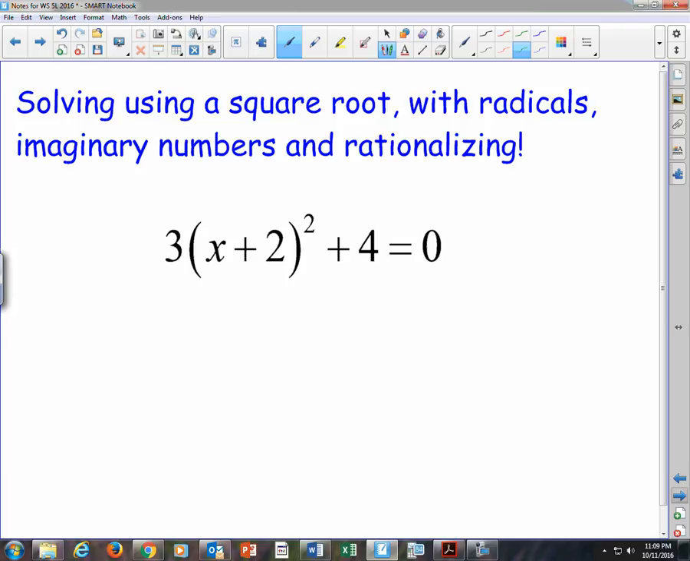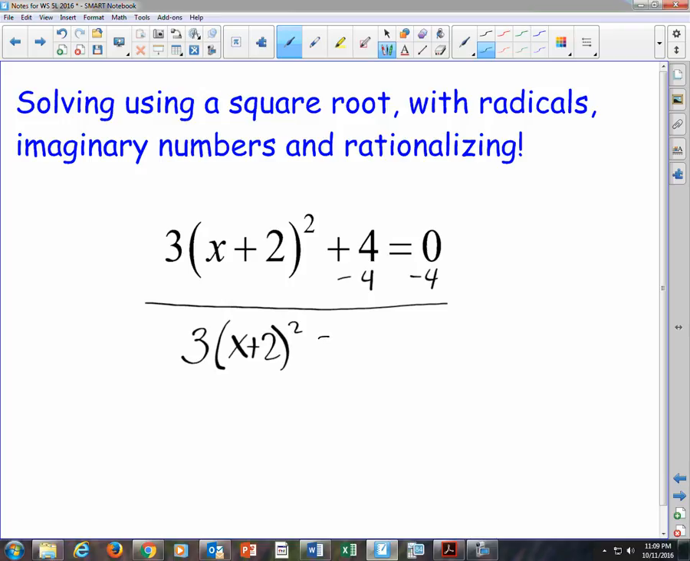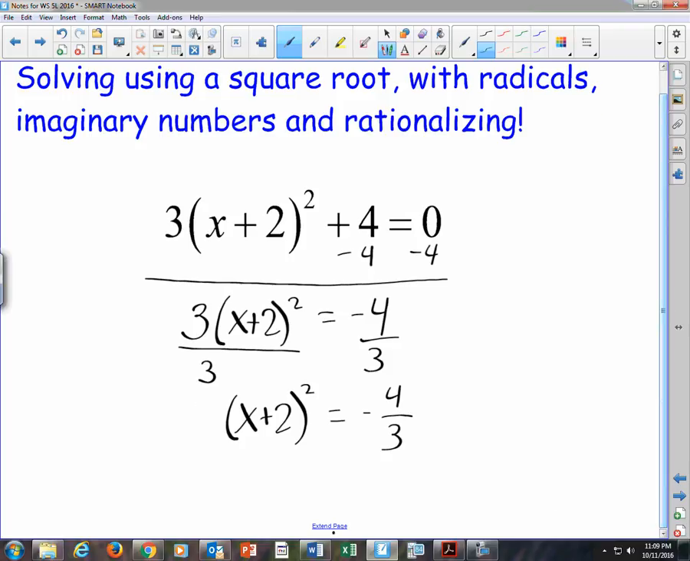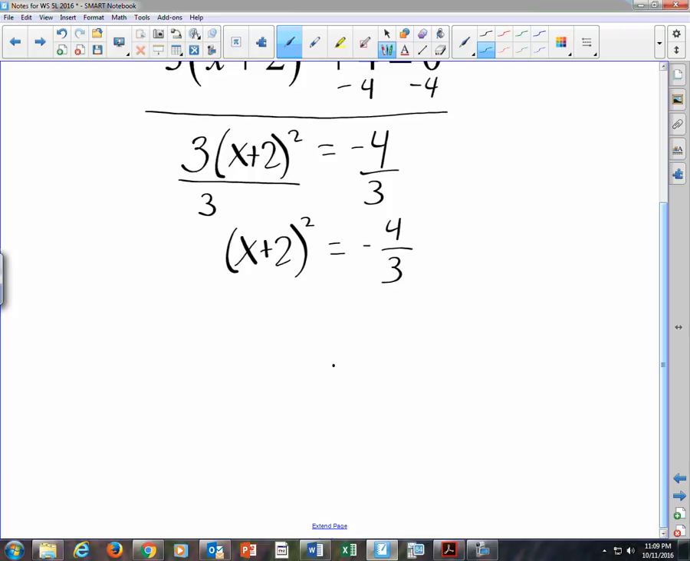All right, and last but not least, we've got several layers on this onion, if you will. So we need to get that 4 over first. 3 quantity x plus 2 squared is equal to negative 4. Then I'm going to divide by the 3. And I will get x plus 2 quantity squared is equal to negative 4/3. So this one's going to be kind of a gnarly problem.